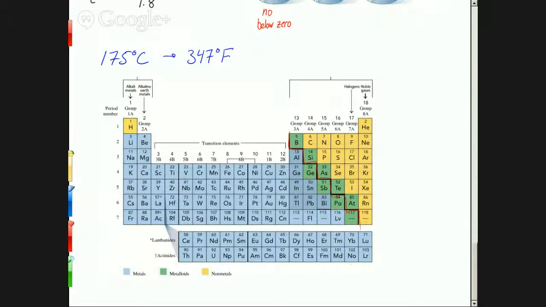And then the lines across this way are called periods. Why are they called periods? What does it mean for something to be periodic? Occasionally, or more like it goes in a cycle. It goes in a cycle.